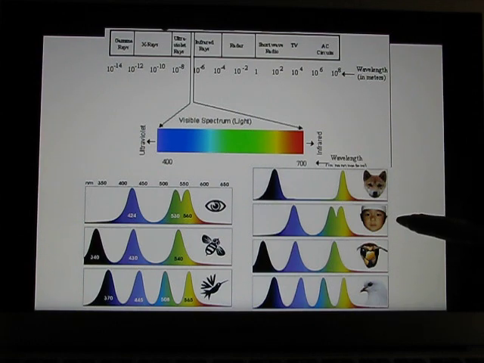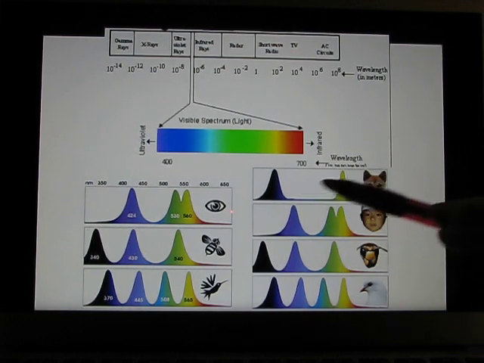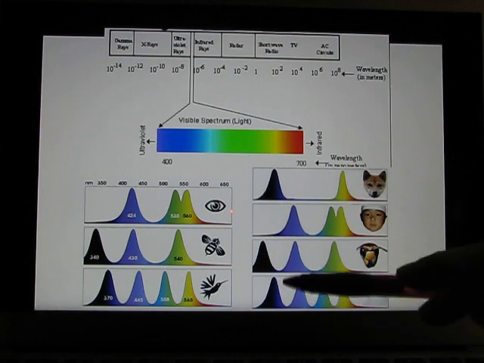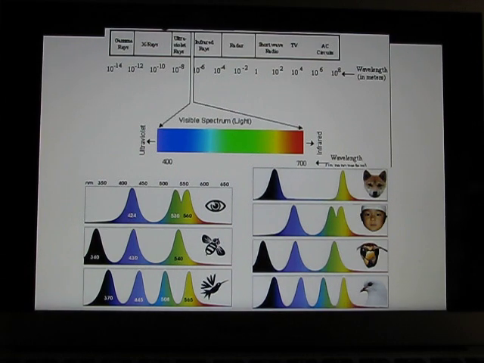Compared with other species, we are good but not the best. We are better than dogs. Dogs only have 2 kinds of cones. And compared with birds, which have 4 kinds of cones, they actually have a better visual system than us.